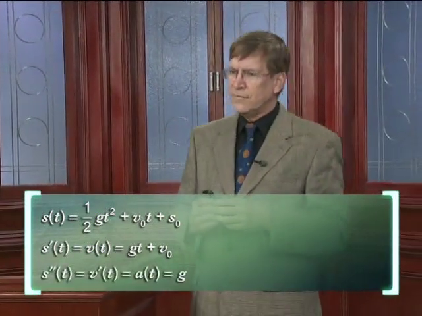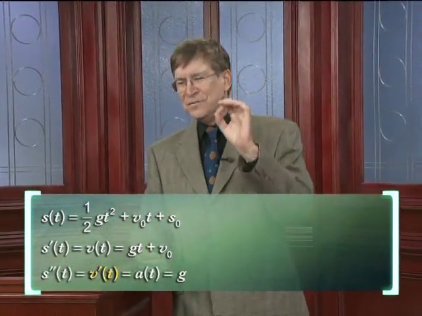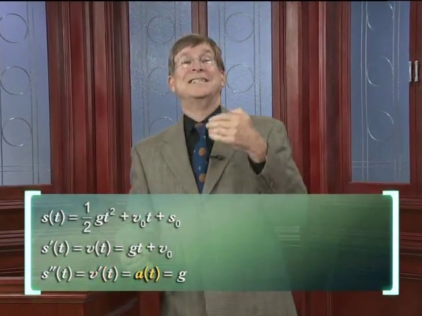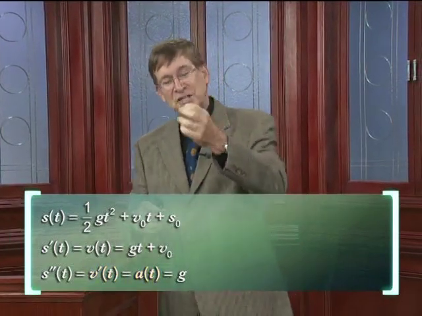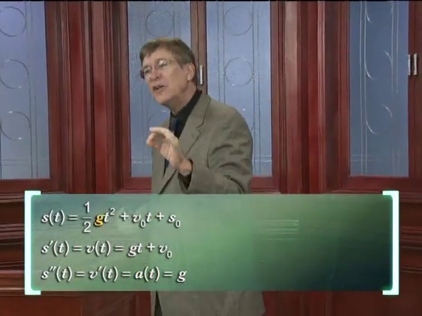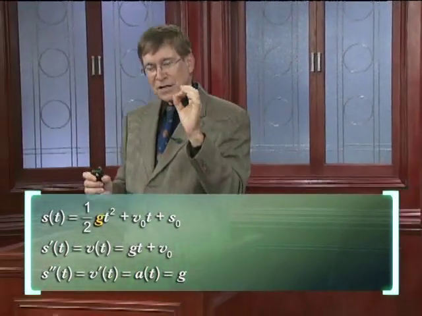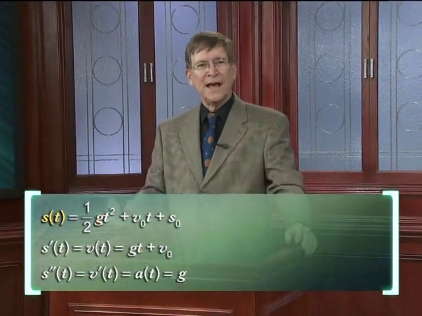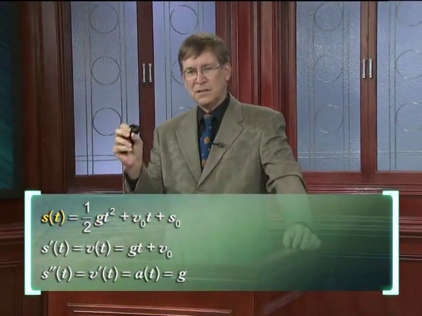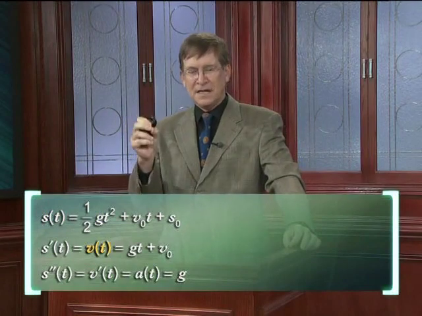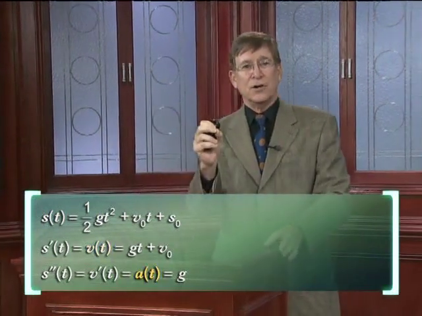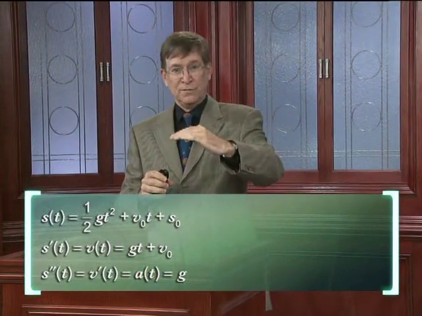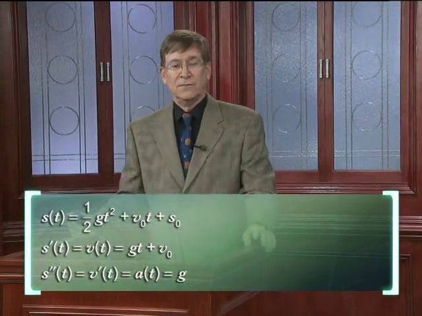the second derivative would be the derivative of the velocity, and that would be called the acceleration. And if you see, that's just g. That's that constant that we used, the gravitational constant, g. So we have the position function s, the velocity function v, and the acceleration function a. S, its first derivative, and its second derivative.